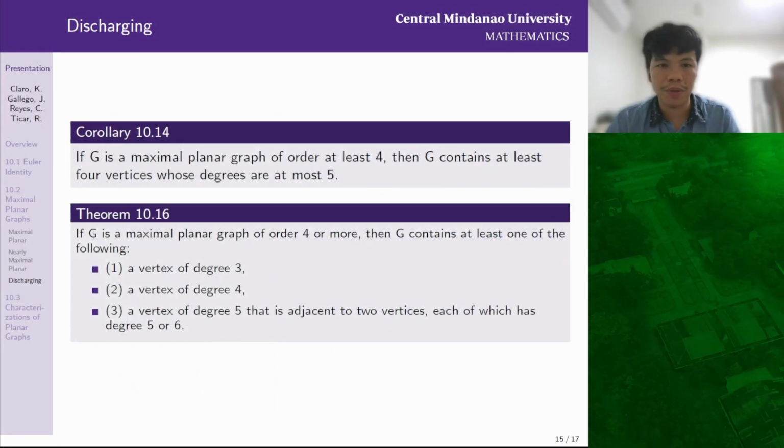Now let us proceed to corollary 10.14. It states here that if G is a maximal planar graph of order at least 4, greater than or equal to 4, then G contains at least 4 vertices whose degrees are at most 5. So now, to understand the meaning of this corollary, let us illustrate by using an example.